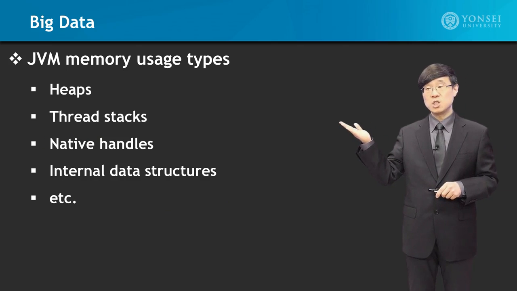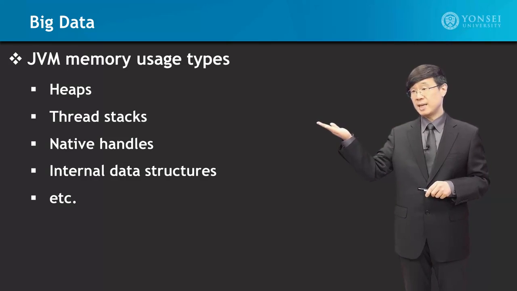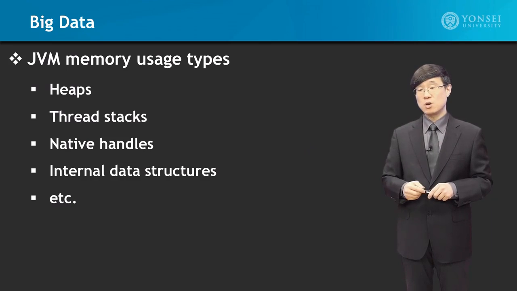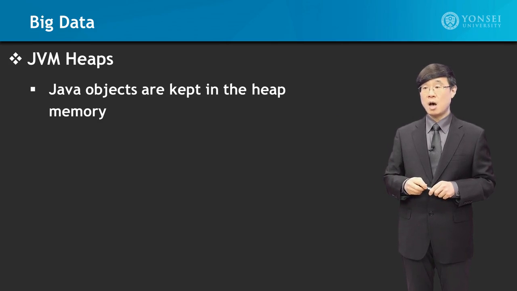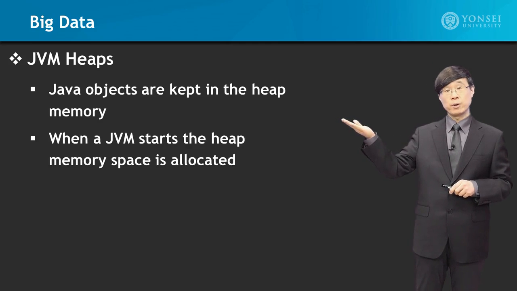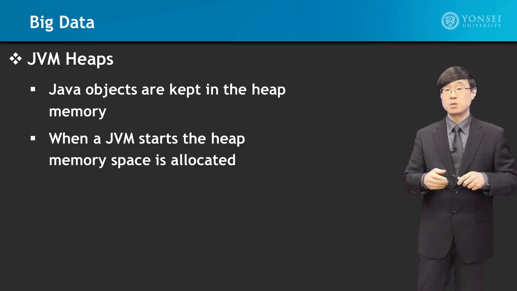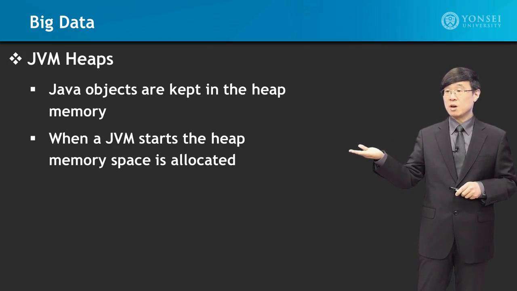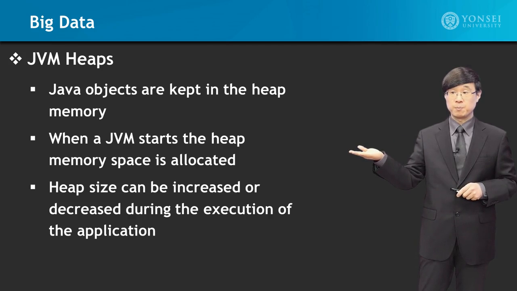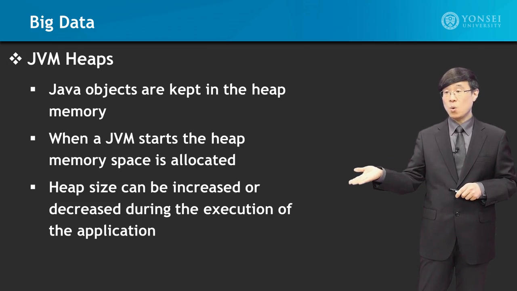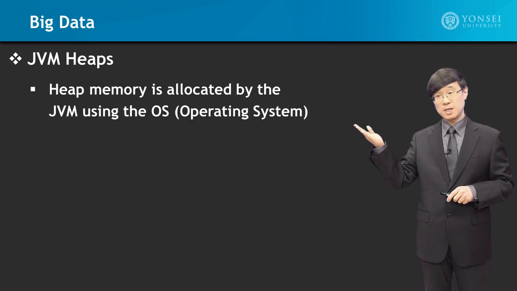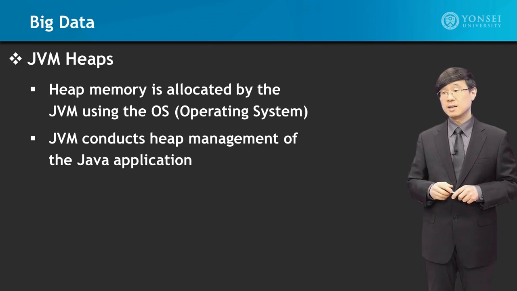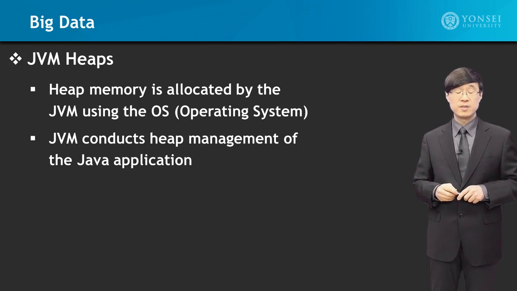JVM memory usage types include heaps, thread stacks, native handles, internal data structures, and others. JVM heaps are Java objects that are kept in the heap memory. They make the process much faster. When a JVM starts, the heap memory space is allocated. Heap size can be increased or decreased during the execution of the application. Heap management is allocated by the JVM using the operating system, and JVM conducts heap management of the Java application.